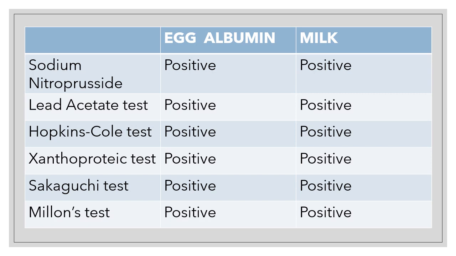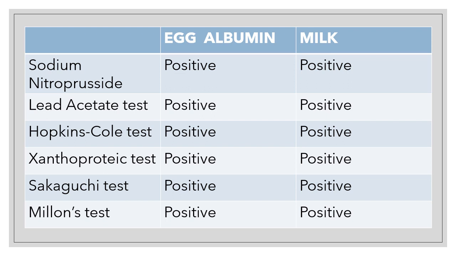Moving on, you have here the summary of the tests that you did: your sodium nitroprusside test, your lead acetate test, your Hopkins-Cole test, your xanthoproteic test, your Sakaguchi test, and your Millon's test. All of these will give a positive result when you test your egg albumin and your milk with the following.